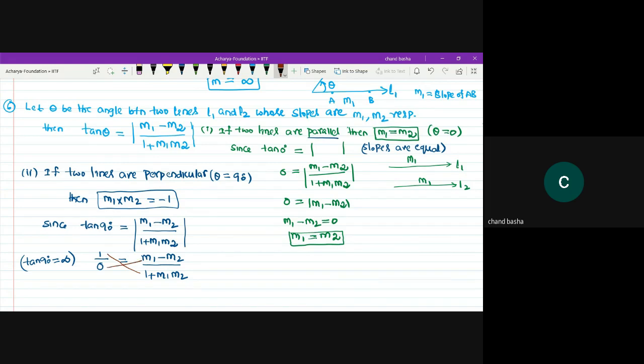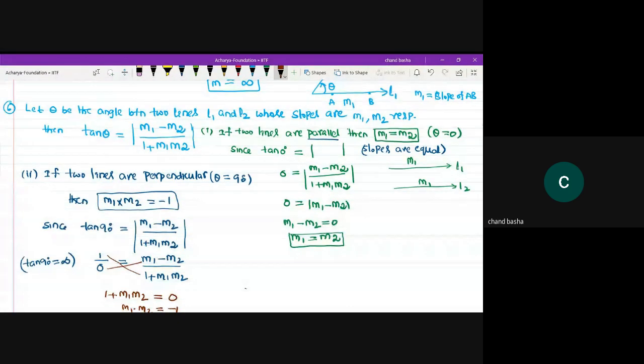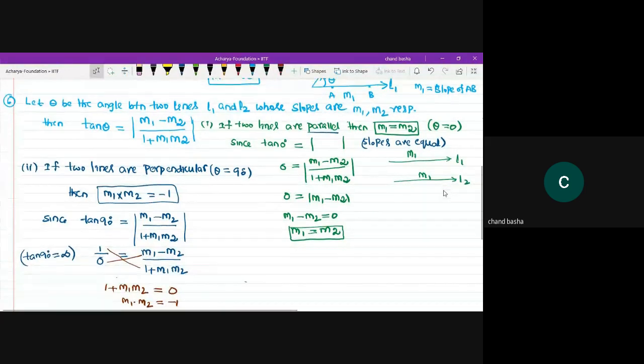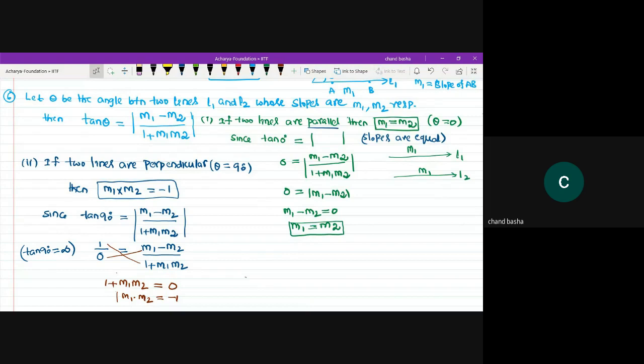When we do cross multiplication, 1 into 1 plus M1 M2 is equal to 0 into M1 minus M2. So what is M1 into M2? Is it -1 or not? It is -1. So this is the second point from the concept of the angle problem. Is it clear, guys? If two lines are parallel, slopes are equal. If two lines are perpendicular, the product of their slopes is equal to -1.